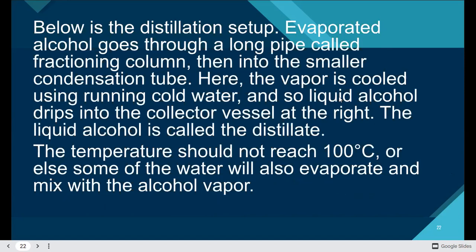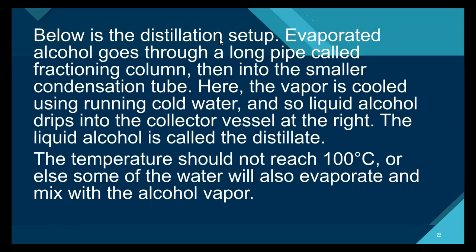Below is the distillation setup. Evaporated alcohol goes to the pipe called the fractioning column, then into the smaller condensation tube. Here, the vapor is cooled using running water, and so liquid alcohol drips into the collector vessel at the right. The liquid alcohol is called the distillate.